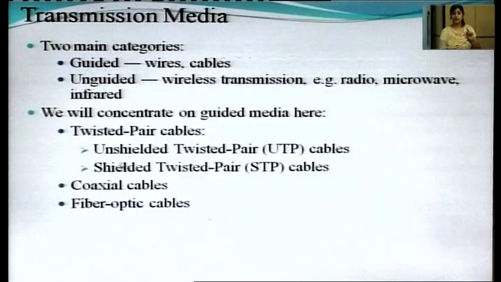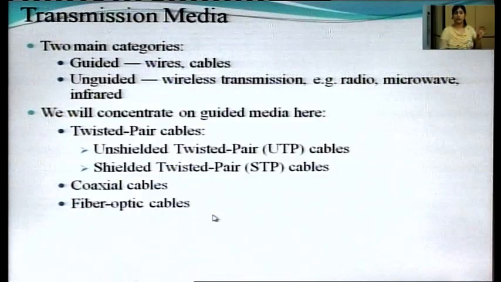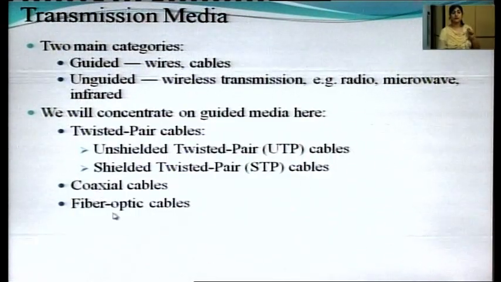Twisted pair cables, that is unshielded twisted pair cable and shielded twisted pair cable. Note down this, which cables can be used for forming a network or to attach one computer with another computer. One is unshielded twisted pair cable and second is shielded twisted pair cable. Next is coaxial cable and next is fiber optic cables. These cables can be used to connect more than one computer with each other to form a network.